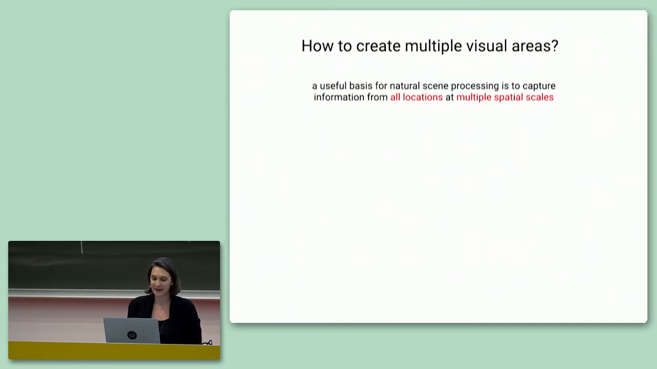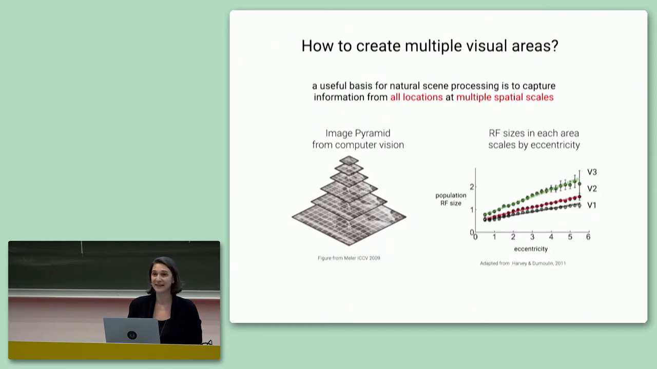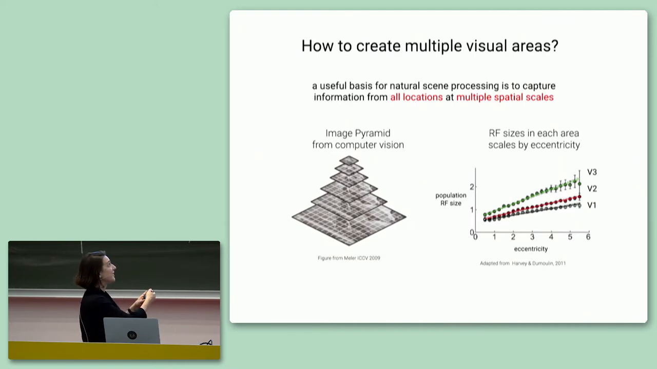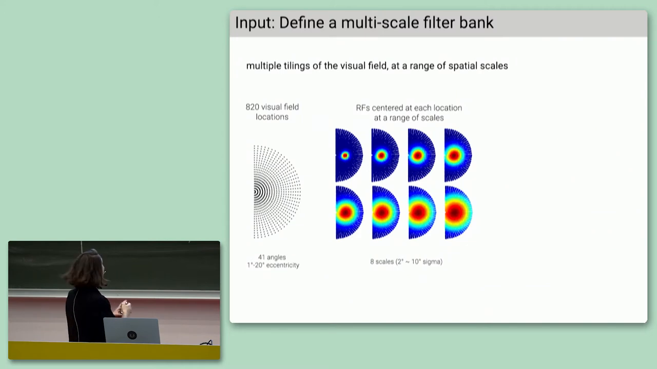And the insight here is that a useful basis for natural scene processing is to capture information from all locations at multiple spatial scales. So the image pyramid from computer vision. And we also know this cortex has really systematic receptive field size. So as you go along in eccentricity in each of the areas, they increase in receptive fields. So how do we define a multi-scale filter bank? Same logic, just scaled up.